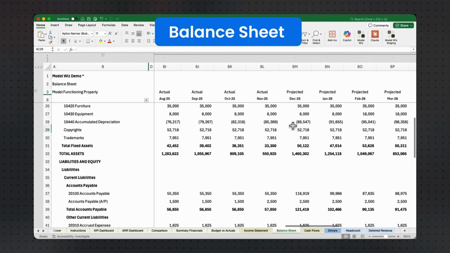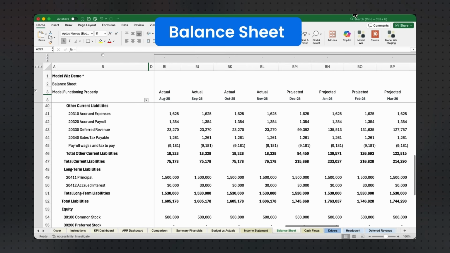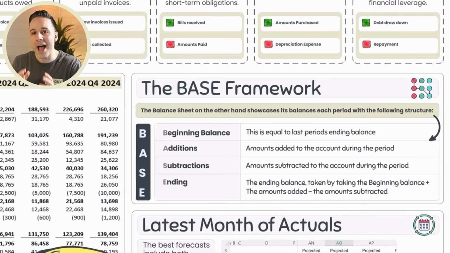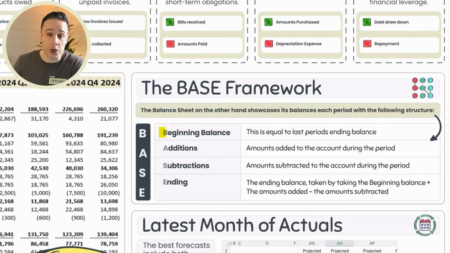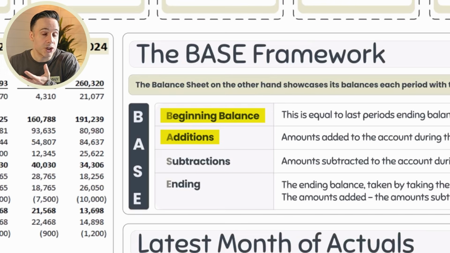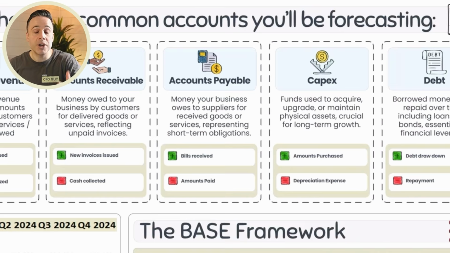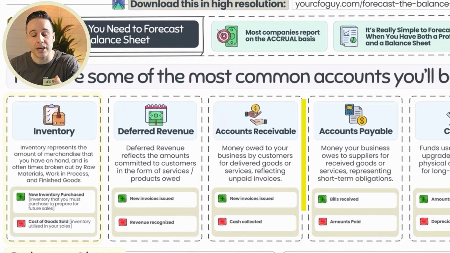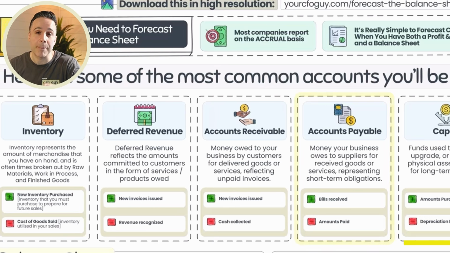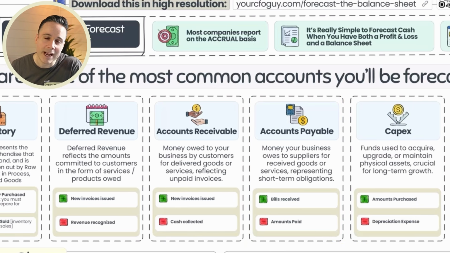Now, the balance sheet can be really tricky in order to forecast, but once you understand the pattern, it all makes a lot more sense. And that pattern follows a framework called the base framework. See, unlike the profit and loss, the balance sheet shows its values on a cumulative basis. So to get projections, you need to take your beginning balance plus any additions minus any subtractions in order to then get your ending balance. And there are a bunch of really common balance sheet accounts like deferred revenue, inventory, accounts receivable, accounts payable, or capital expenditures. Let me show you how you can forecast each and every one of those.